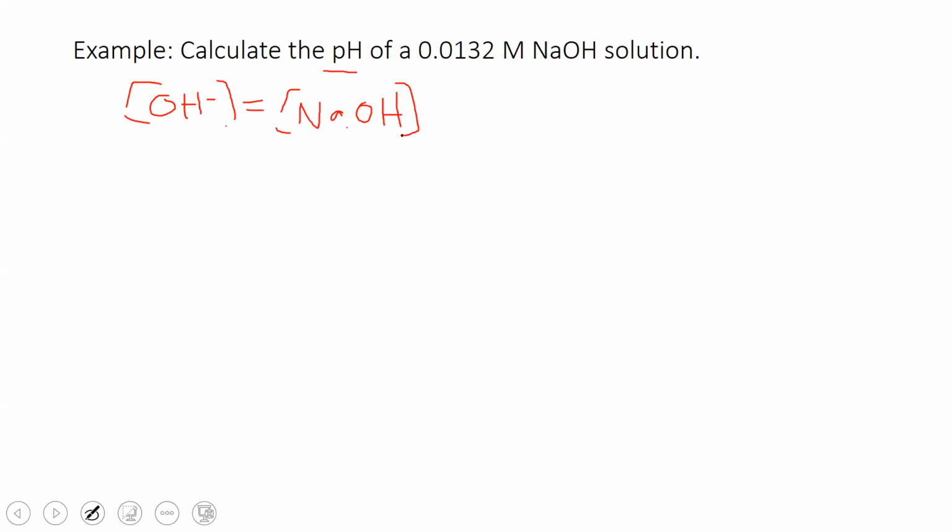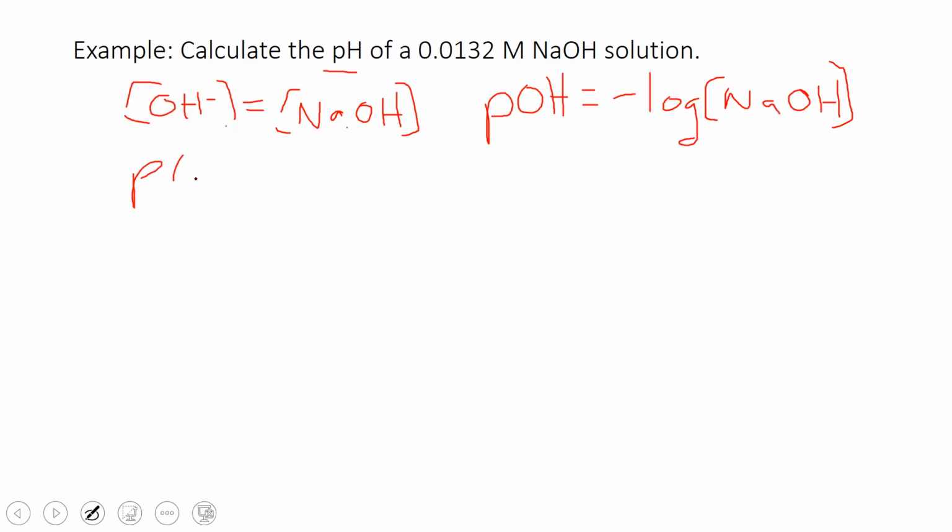And so what we can do now is say the pOH will equal the negative log of the concentration of the sodium hydroxide, in a similar way to calculating pH from a strong acid, which was just the negative log of the concentration of the strong acid. So now you can say pOH is equal to negative log of 0.0132 molar, and that will give you a pOH of 1.879.